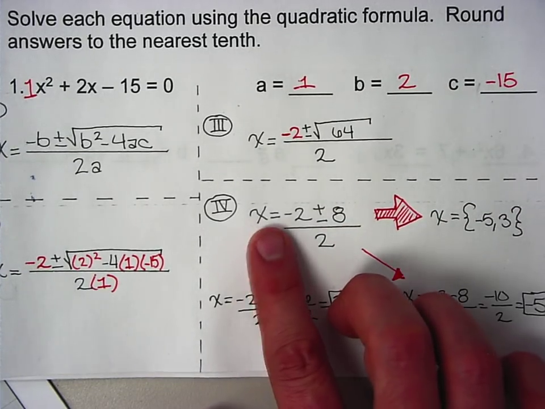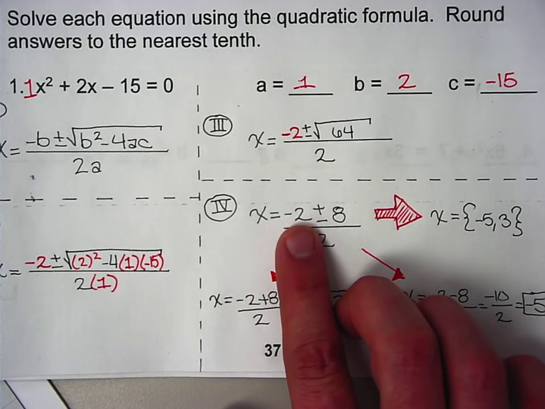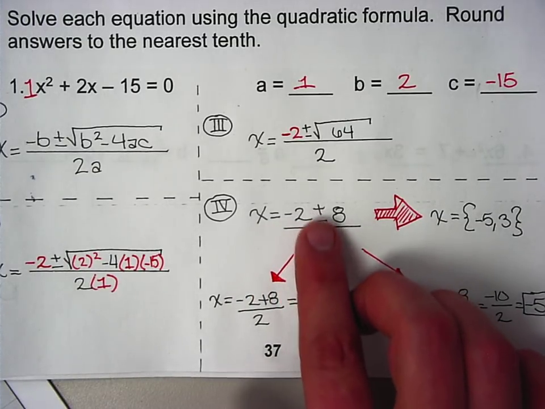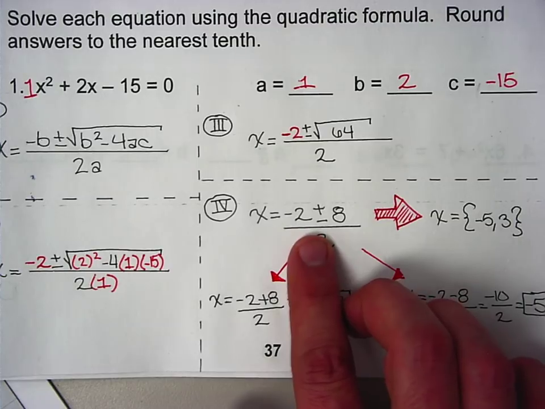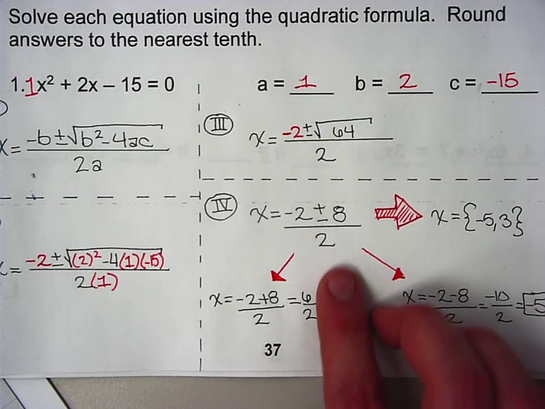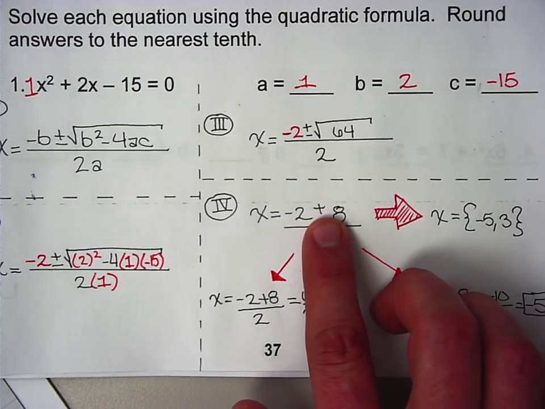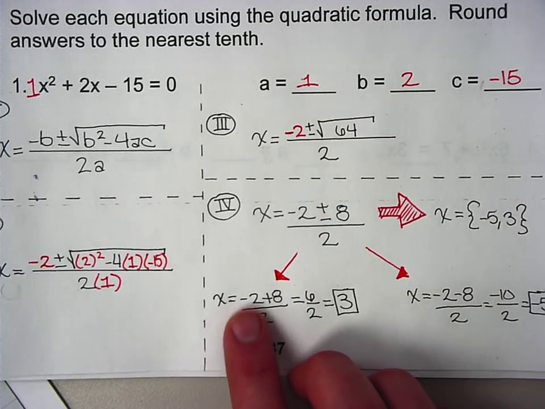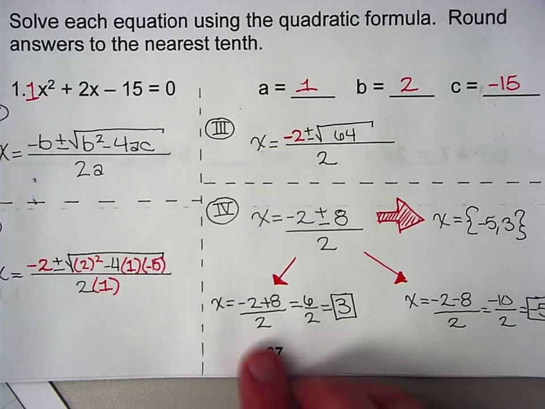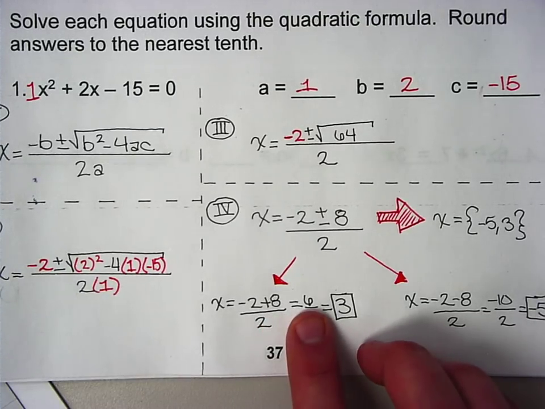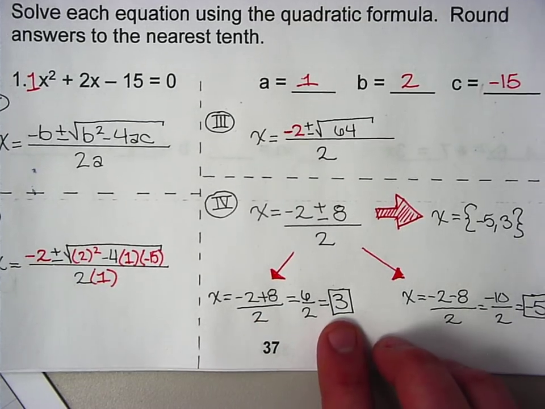X equals, we still have that negative 2 in the front, and now we're going to address that addition and then that subtraction in two different steps, with 8 divided by 2. So first I'm going to work this piece out with just the addition symbol. So x will equal negative 2 plus 8 divided by 2. Negative 2 plus 8 is a 6, divided by 2 is a 3.